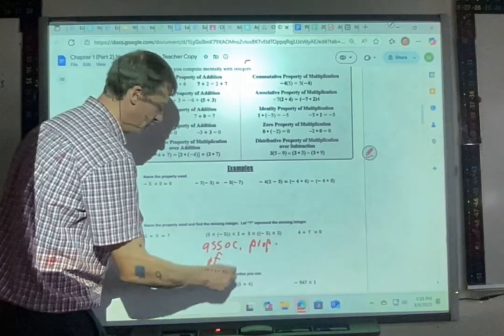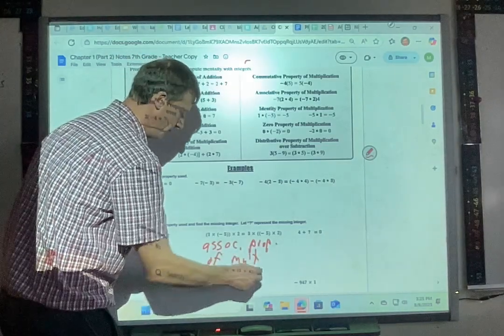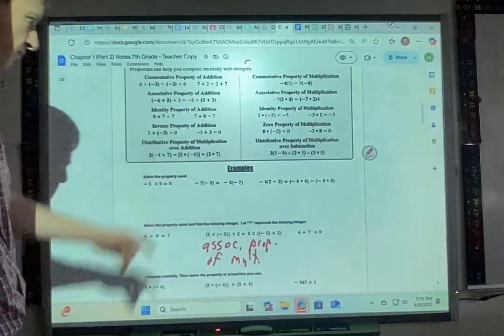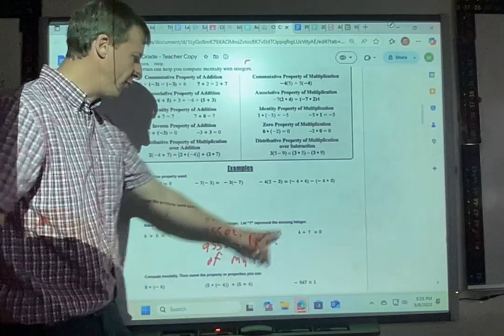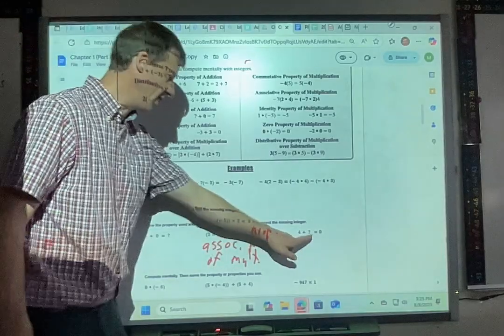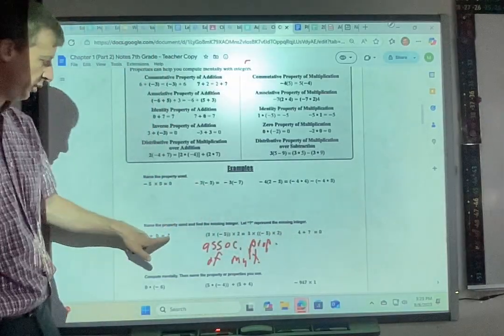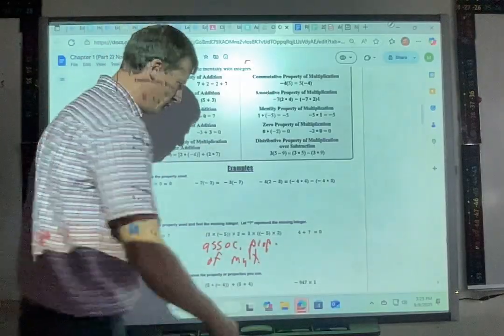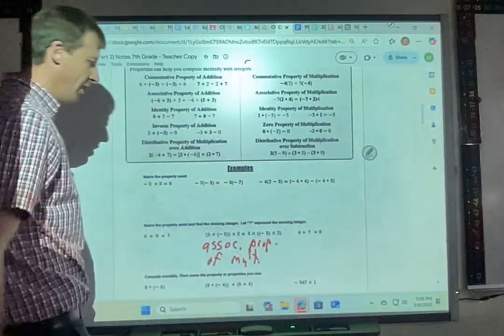of multiplication, because we're dealing with multiplication. Associative property of multiplication. Next up, 4 plus blank equals 0. Well, that's just like the first one. I guess I used the same one twice. 4 plus 0 equals 0. 4 plus 0. Oh no, I got that wrong.